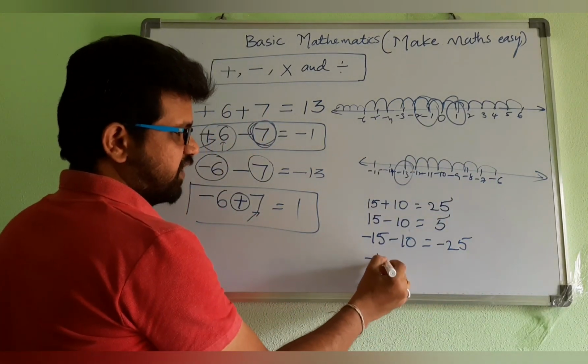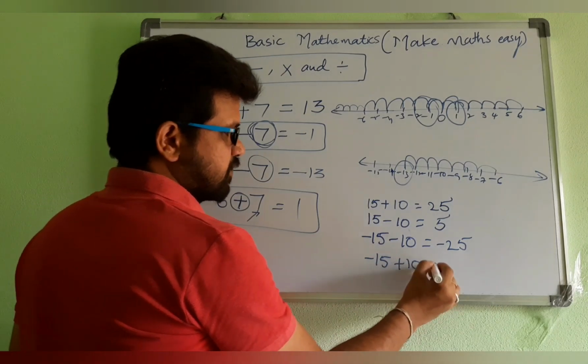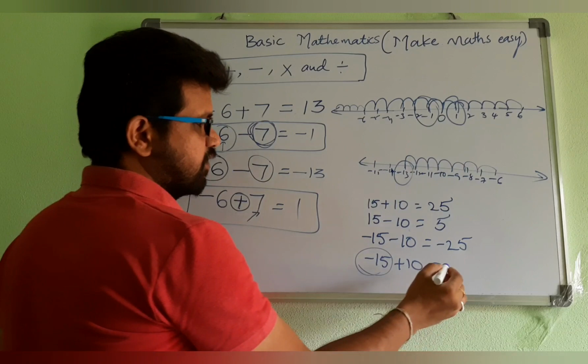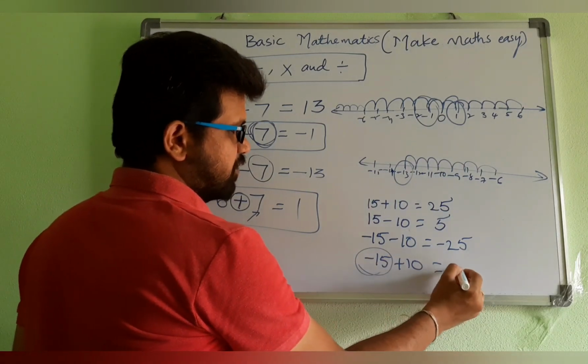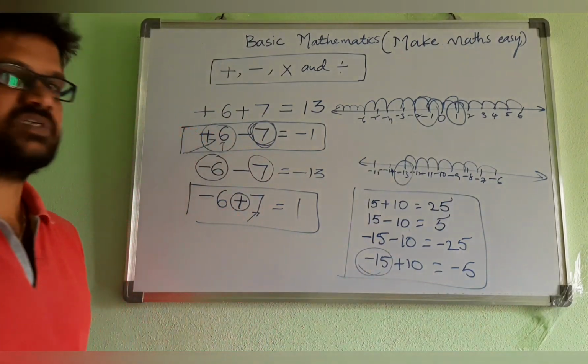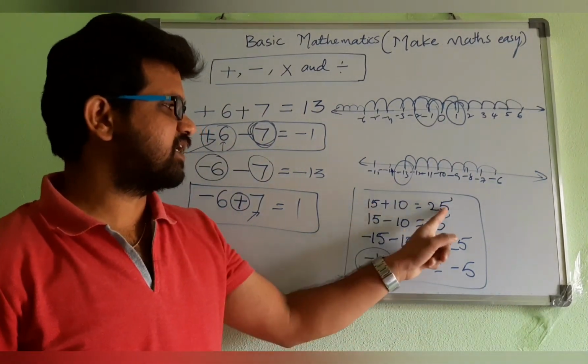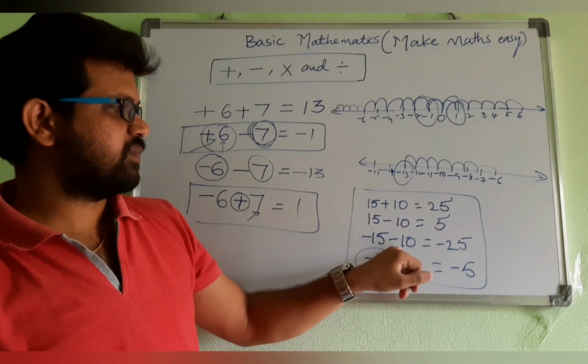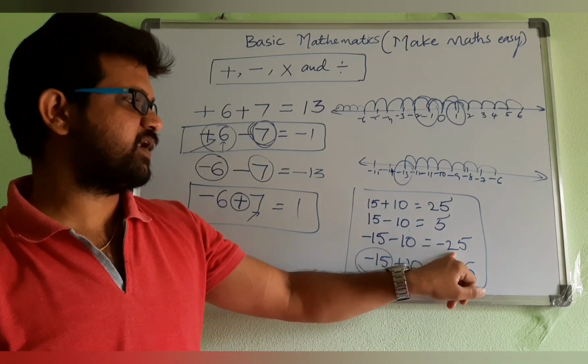And minus 15 plus 10. Here one is negative, one is positive. What is the bigger number's sign? Negative. So we get minus 5. See, the numbers are the same, but the operations are different. 15 plus 10 is 25. 15 minus 10 is 5. Minus 15 minus 10 is minus 25.